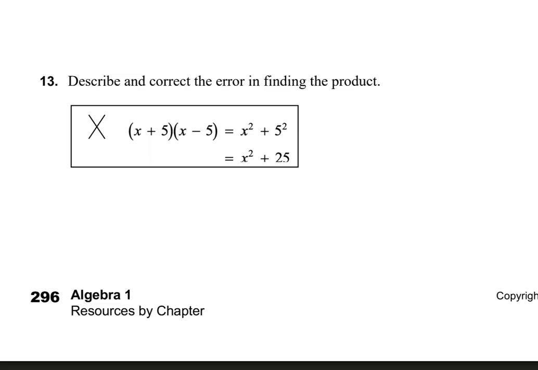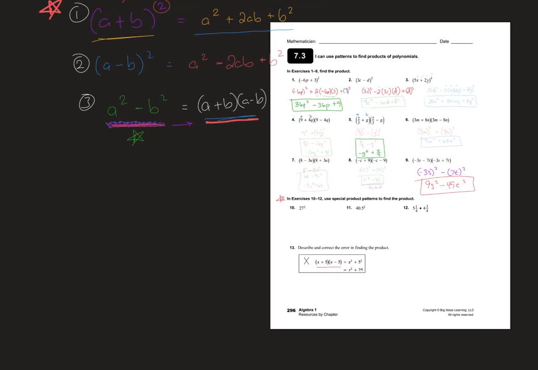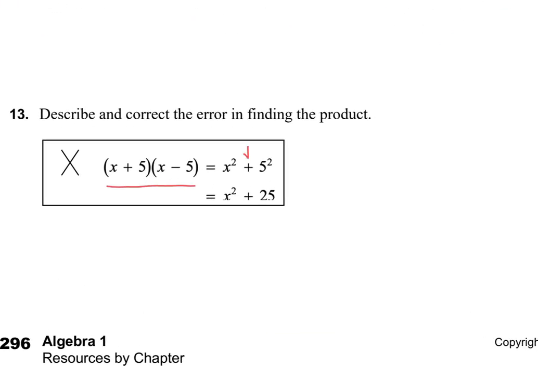13, describe and correct the error in finding the product. If you had this, then it fits this, which is this. So right away, you know that this should be a negative. This should be a negative. And if you're like, I didn't know that, well, then just go right here, and they haven't made a mistake yet, okay? And if you were to just use the distributive property, x times x is x squared, x times negative 5 is negative 5x, 5 times x is positive 5x, 5 times negative 5 is negative 25.